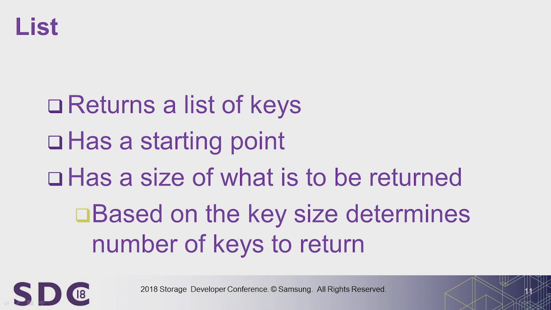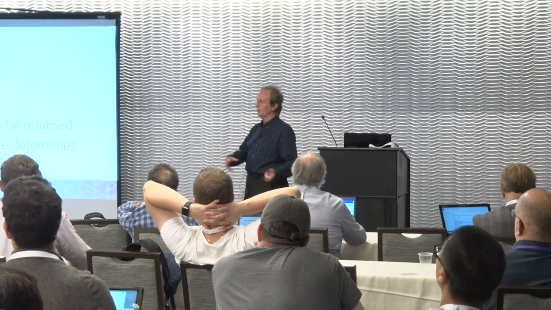So the next one is list. List returns a list of keys. That list has a starting point. The starting point is an index into that list. And again, this is on a per key space basis. I didn't actually run down all the parameters that go with this. So list has a parameter of the key space that you're listing in. It also has a parameter of the key that is the starting point for your list. It has a size of what is to be returned. And based on the key size, it determines how many keys you will return. So if you have small keys, you may return more keys. If you have large keys, you may return fewer keys.